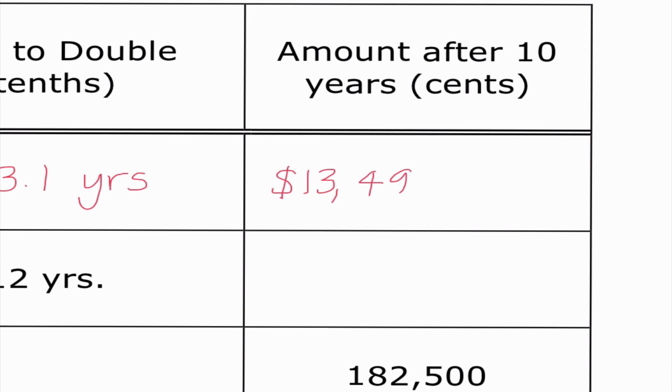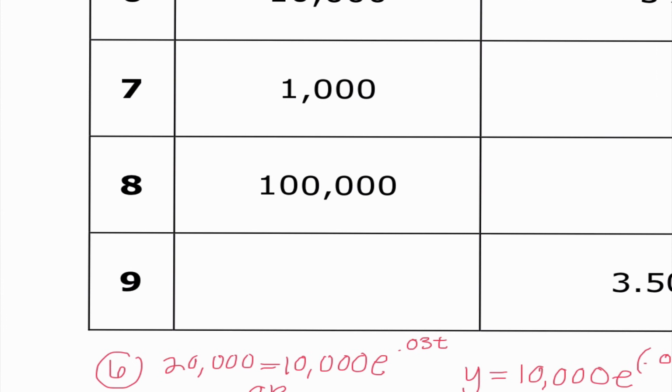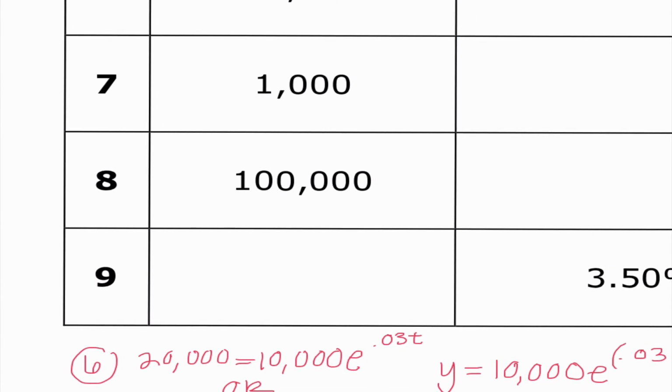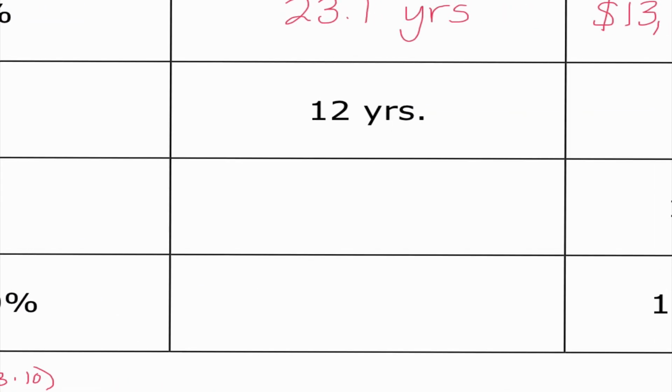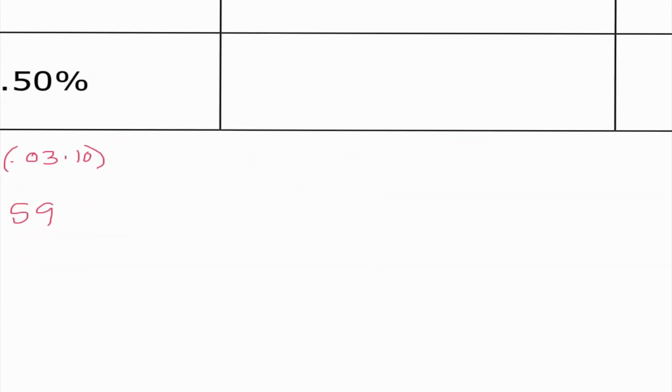And if we look, that does look like a somewhat reasonable answer. It would make sense that we have more money after 10 years since our rate is positive. Okay, moving on to number 7. Number 7, they give us the initial investment of 1,000, and they tell us it takes 12 years. We need to find the rate first. Okay, whenever we don't know something, we know we need to find the rate. So this is number 7.